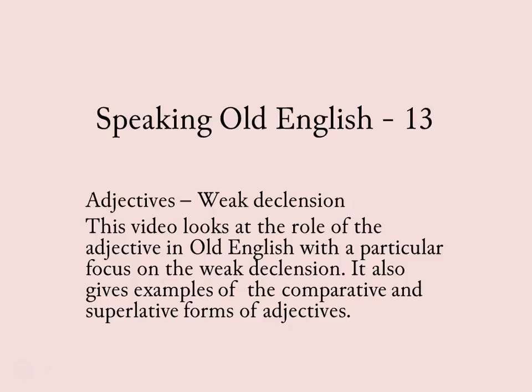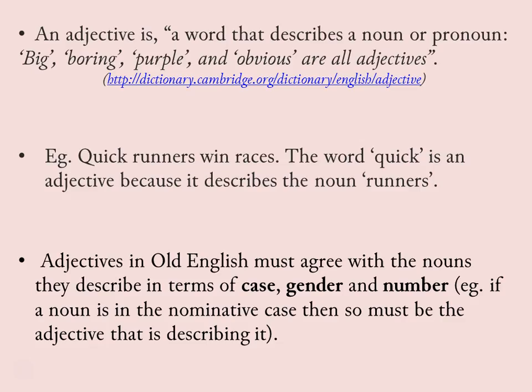This video looks at the role of the adjective in Old English with a particular focus on the weak declension. It also gives examples of the comparative and superlative forms of adjectives. So an adjective is a word that describes a noun or pronoun, words like big, boring, purple and obvious.